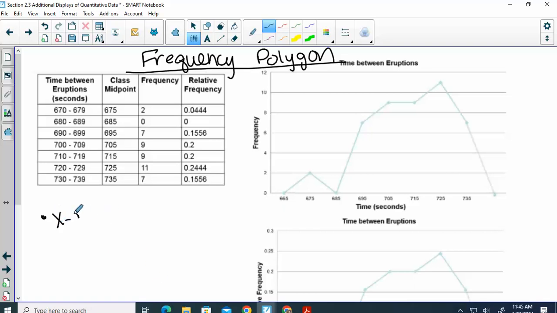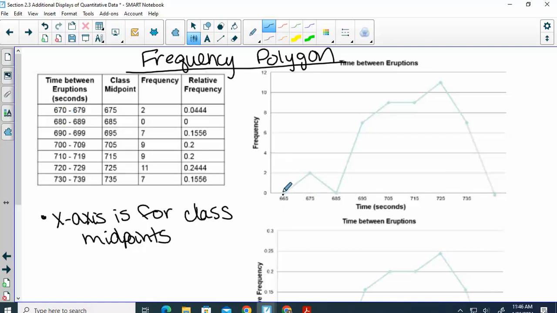The x-axis is for the class midpoints. Okay, because if I'm trying to put a single point to represent everything between 670 and 679, I really need a single x value. So our dots are at all the class midpoints.